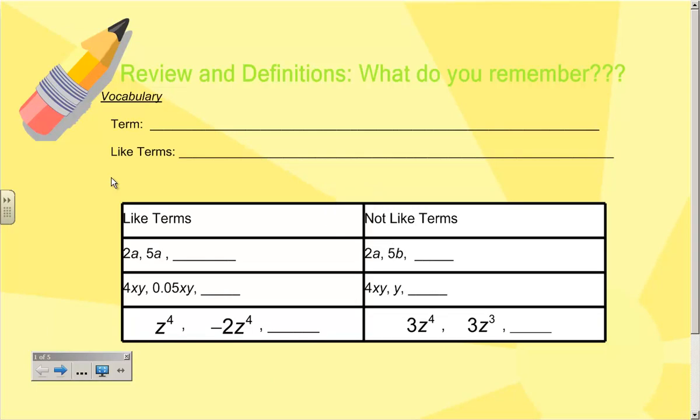This one is on simplifying expressions, and just like yesterday, we have a couple vocabulary words that we need to go over. So that's the first thing we're going to do is talk vocab.